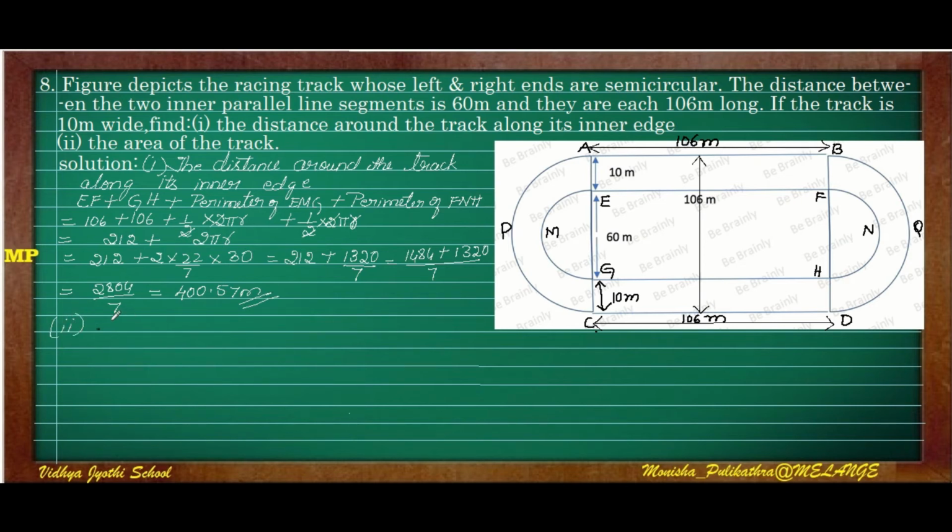So moving on to the second one. Now we have to find out the area of ABFE. The area of ABFE, this track. So this track we have to find out, this ABFE and also GHDC.